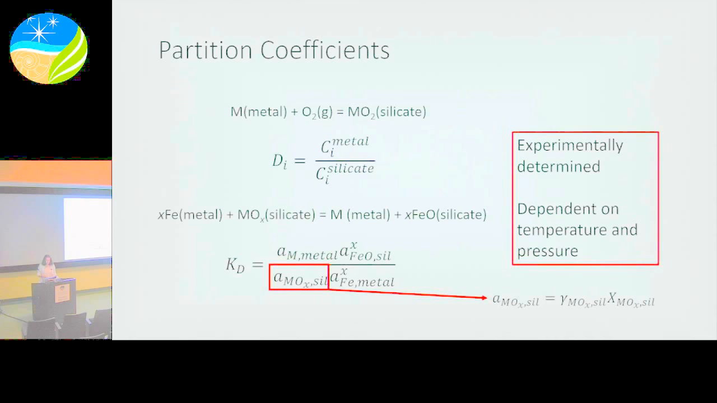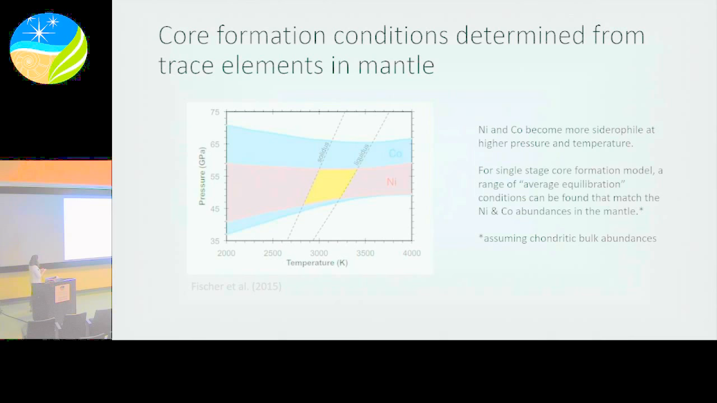So we have experimental measurements of this, and we can use that to try to probe the conditions, particularly the temperature and pressure, at which core-forming materials equilibrated with the mantle. So this is work from Rebecca Fisher. And in particular, we're looking at trace elements in the Earth's mantle and looking at how their partition coefficients vary as a function of pressure and temperature.